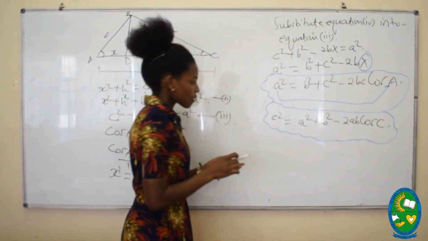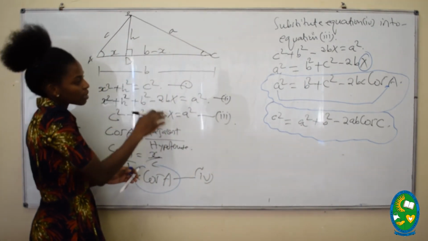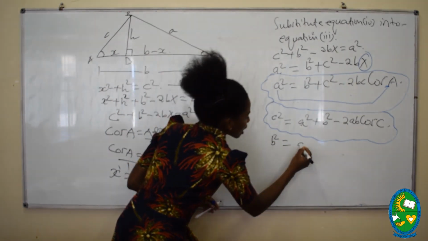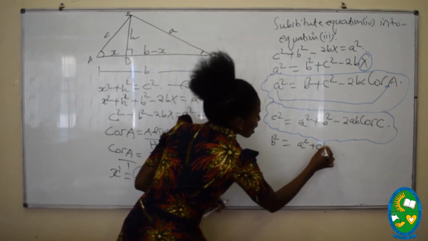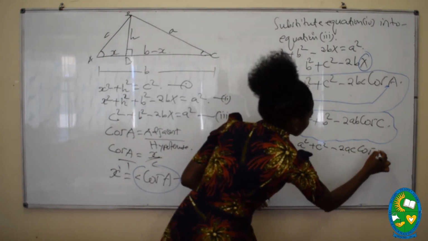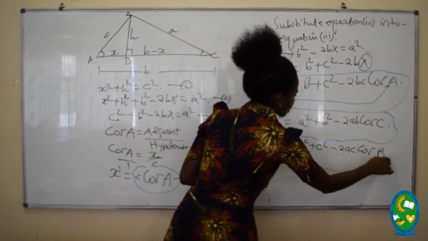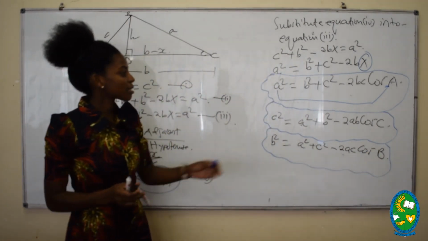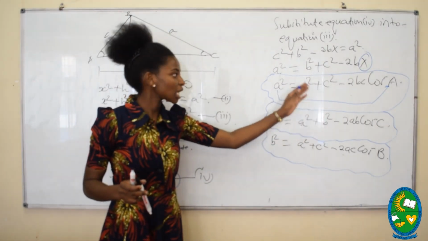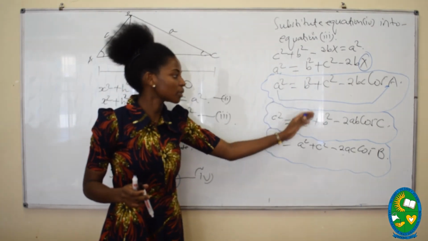And the third one, if we find side b here, we consider having b square equals a square plus c square minus 2ac cos of angle B. And this is the third one. So up to here, this is our cosine rule. We will be able to find unknown sides given angles.